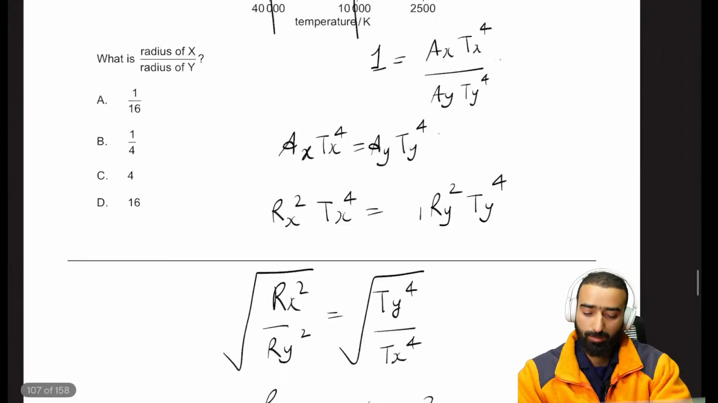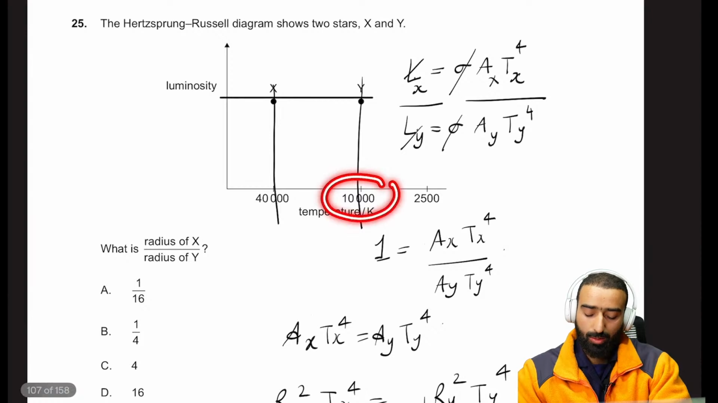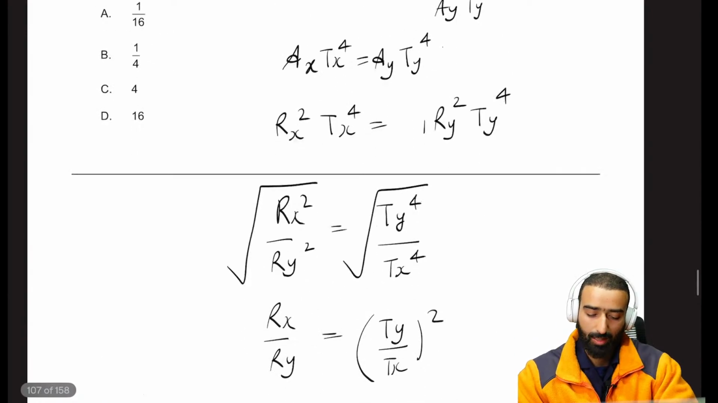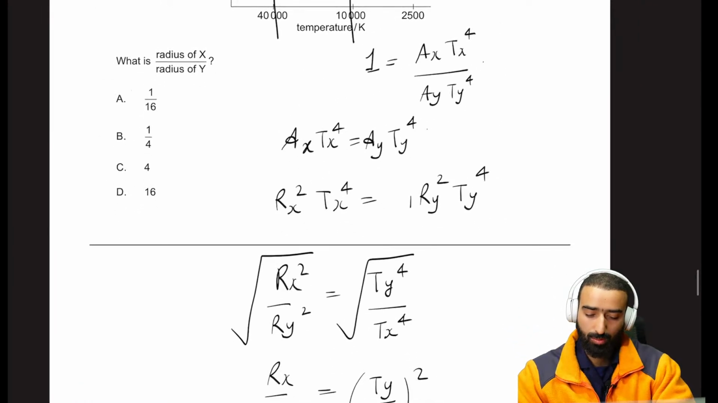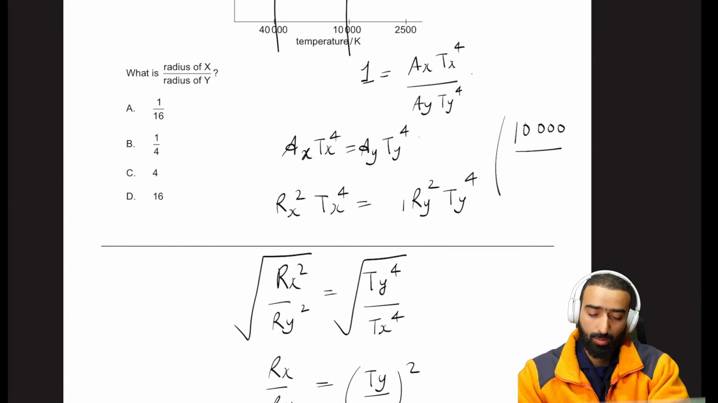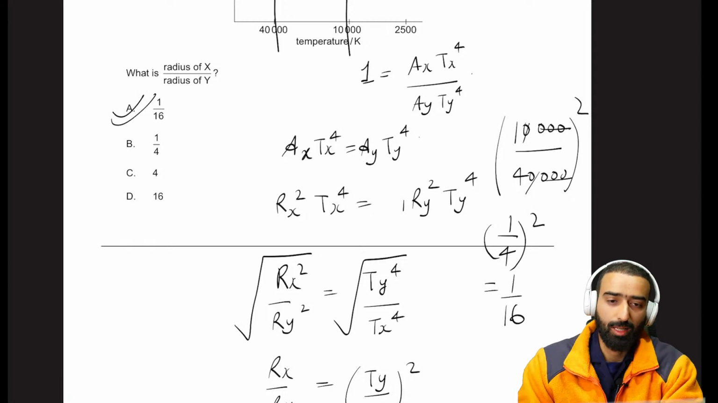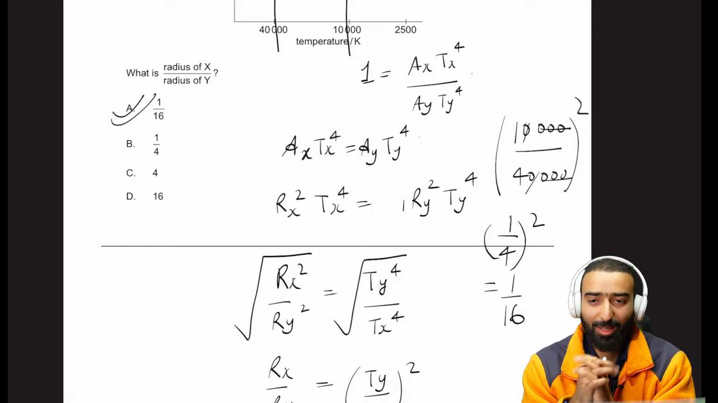Now what's T_Y? Temperature of Y is 10,000 and temperature of X is 40,000. So 10,000 over 40,000, what would that be? We have 1 over 4, and you need to square that. And that's 1 over 16. And that's option A.